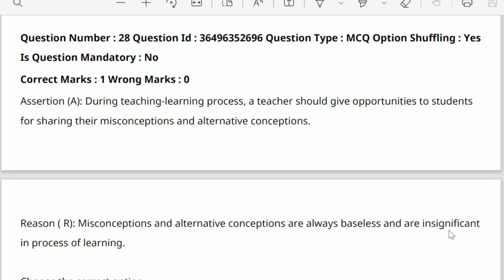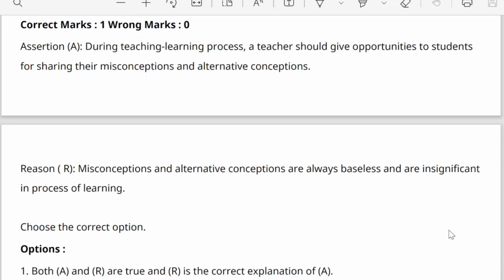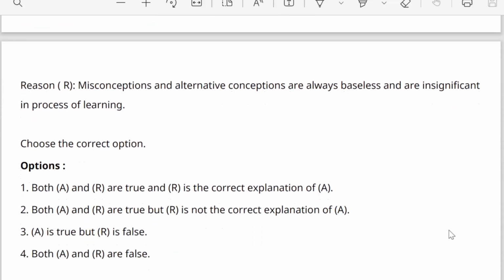Question 28. This is another assertion and reason. Assertion: during the teaching learning process, a teacher should give opportunities to students for sharing their misconceptions and alternative conceptions. Reason: misconceptions and alternative conceptions are always baseless and are insignificant in the process of learning. Choose the correct option. We have the same 4 options.